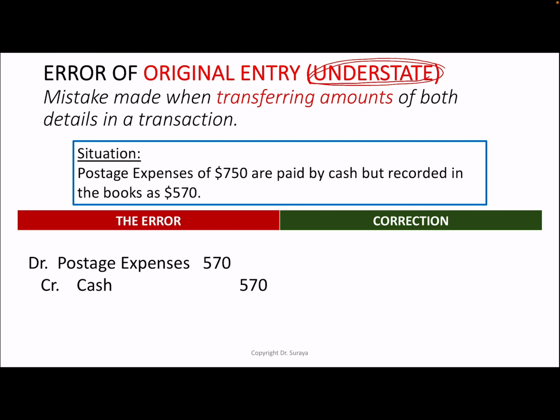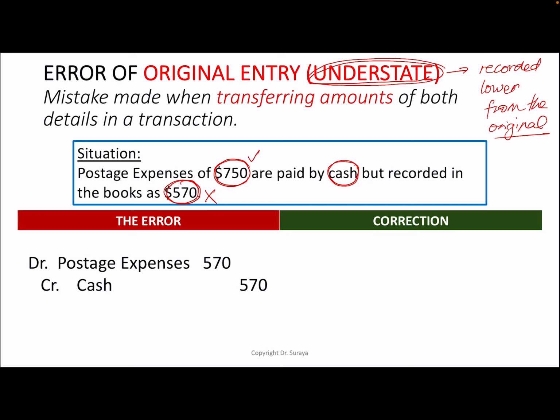Now there is another type of original entry where it is called understate. So in the original understate, it is recorded lower from the original. So when you record it lower from the original, look at the situation here. Postage expenses of 750, this is the correct amount, are paid by cash but recorded as 570. Now this is the wrong one. Now 750 is supposed to be the actual amount, but you have recorded lower, understated, at 570.